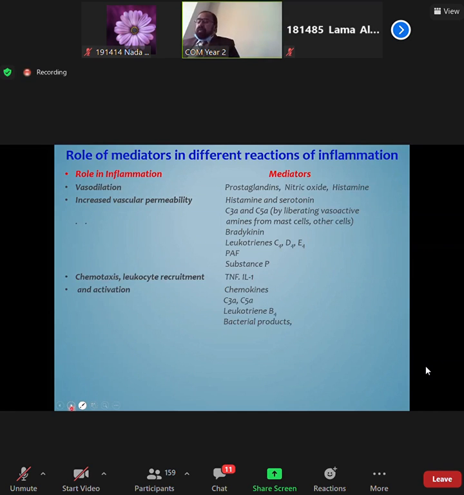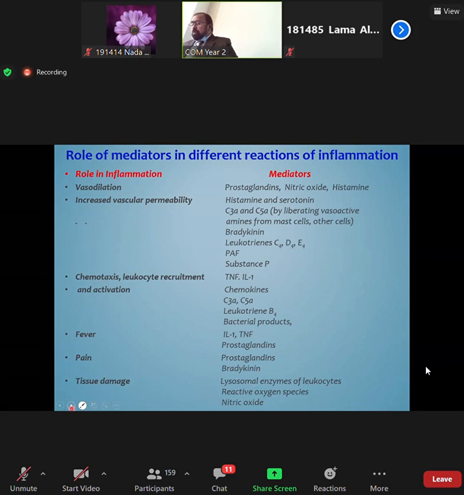Then we have chemotaxis, leukocyte recruitment and activation by tumor necrosis factor, leukotriene, interleukin 1, chemokines, C3A and C5A, leukotriene B4, and bacterial products. Fever, as you know, is caused by IL-1 and tumor necrosis factor plus prostaglandin. Pain, by prostaglandin and bradykinin. And tissue damage by lysosomal enzymes of leukocytes, reactive oxygen species, and nitric oxide.